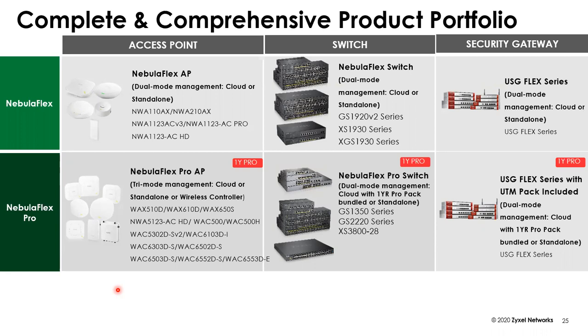And then when it comes to the Nebula Flex products, if you are buying a USG Flex product, the USG Flex products that include UTM services out of the box also include 1 year of Nebula Pro licensing bundled with it. So if you buy a standalone USG Flex, no license is included. Works just fine with the free version of Nebula. If you buy the UTM version of the USG Flex products, it includes 1 year of Pro Pack. And then starting at the end of September, that's what we're targeting right now, we will also be adding the ATP series in for Nebula Flex Pro.